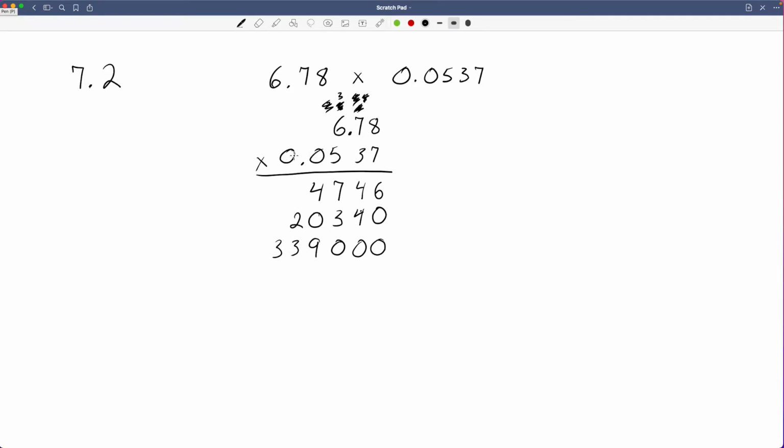Now, we don't have to do the zeros. We don't have to do those because we know we're just going to have a 0 in the front, right? So we can stop right here. Add everything together.